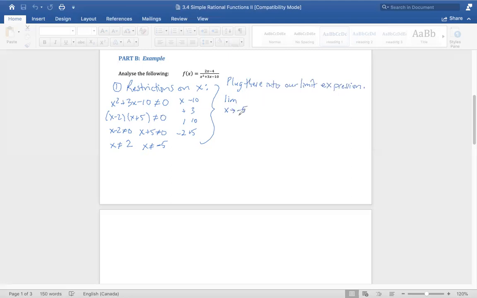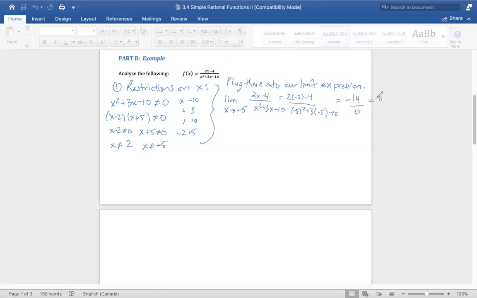So our limit as x is approaching negative 5, we write out our original expression, 2x minus 4 over x squared plus 3x minus 10, and we plug in negative 5 when we see x. So 2 times negative 5 minus 4 all over negative 5 squared, 25, plus 3 times negative 5, negative 15, minus 10. And I have here negative 14 over 0.